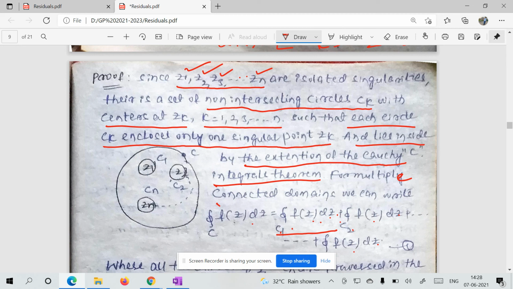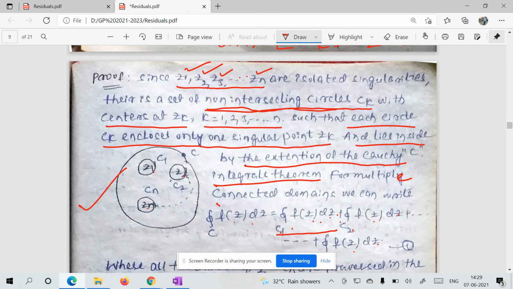There is a set of non-intersecting circles. In this diagram, C1, C2, C3, ..., Cn are the non-intersecting circles. Non-intersecting circles means simple closed curves. These all are simple closed curves.